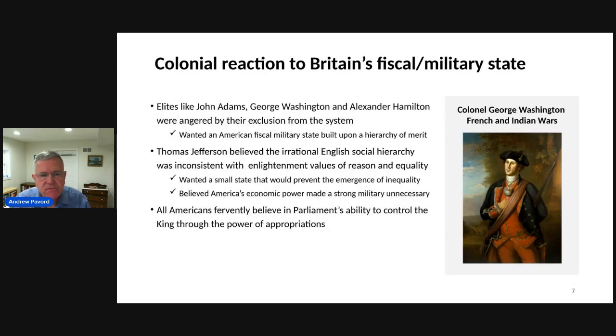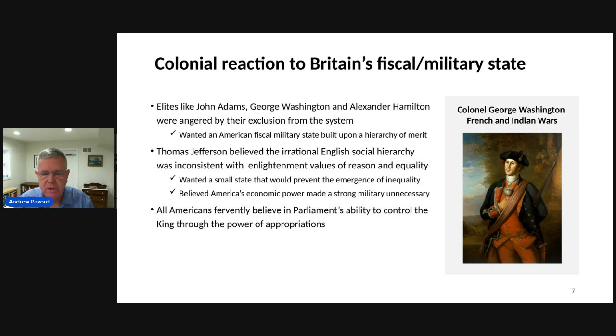So this fear manifested differently with different sets of elites. Some elites like John Adams, George Washington, and Alexander Hamilton were angered because they were excluded from the system. John Adams was a young lawyer, very talented, very skilled, and believed in himself, and he felt he should be able to be part of the English system. But he was rejected from key jobs because he was just a colonial and didn't have the pedigree of nobility. So he was excluded from the system.